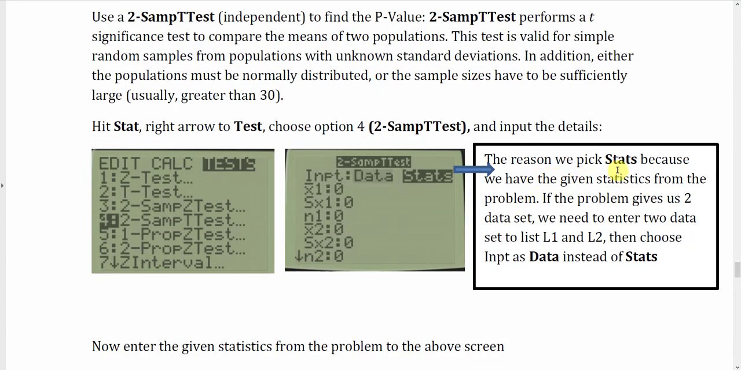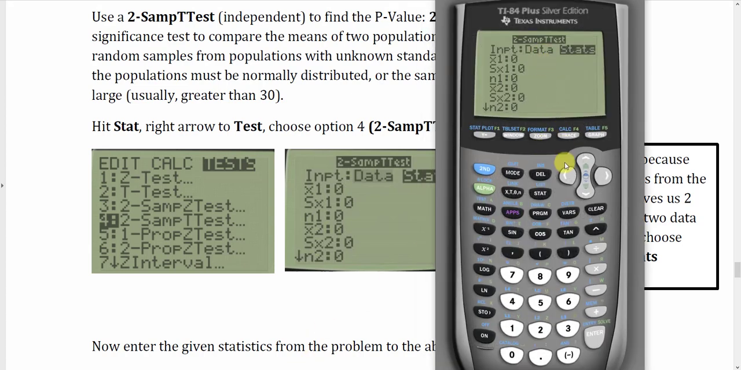So the reason we pick this is because we are given the statistic, not the data. If you are given the data instead of the statistic, then you have to enter it into the input using the data mode. Again, you have to store all the data in list 1 and list 2, and then just pick the correct alternative hypothesis.